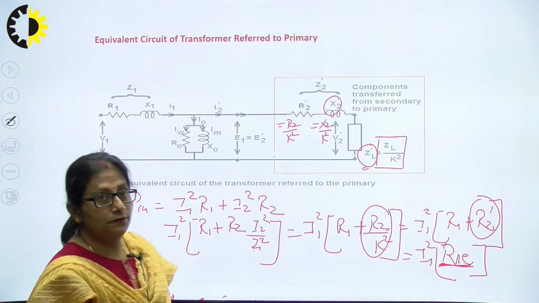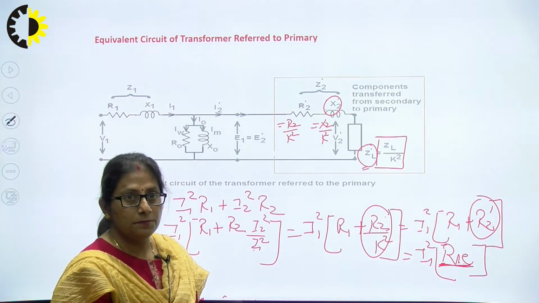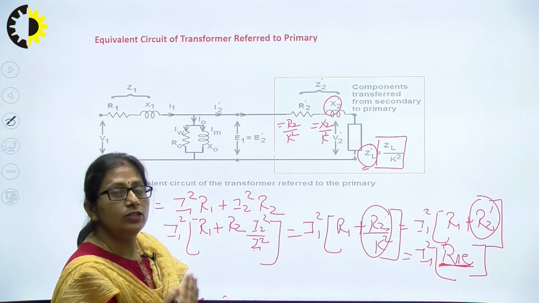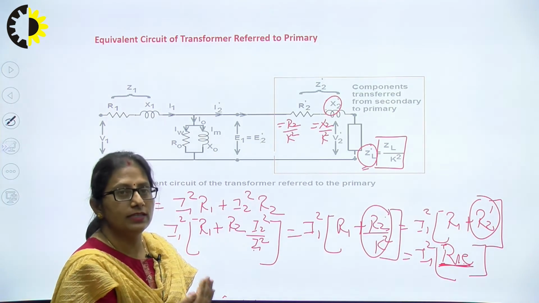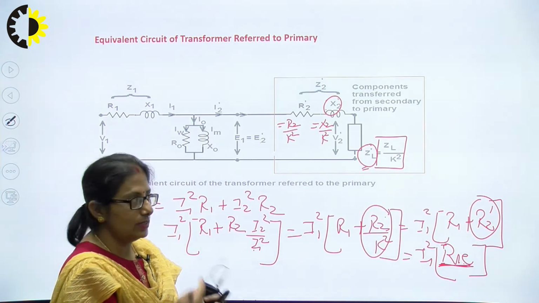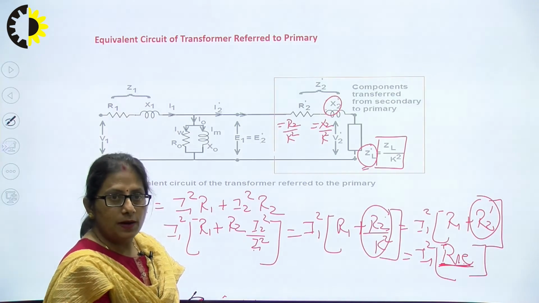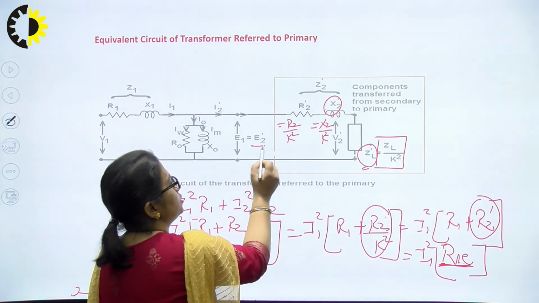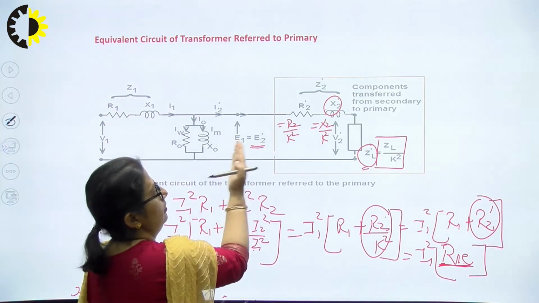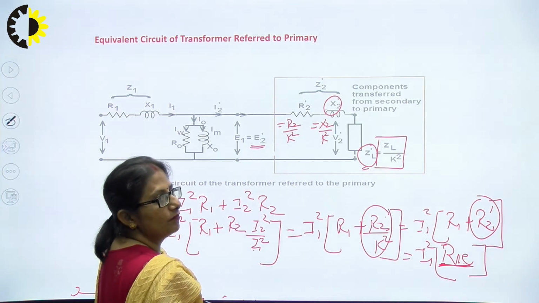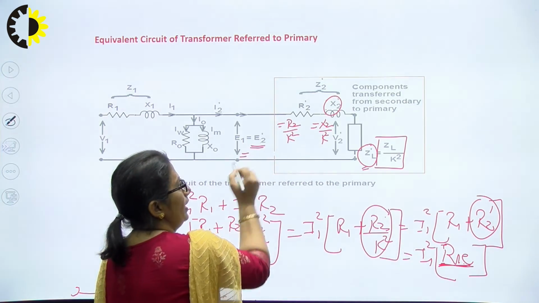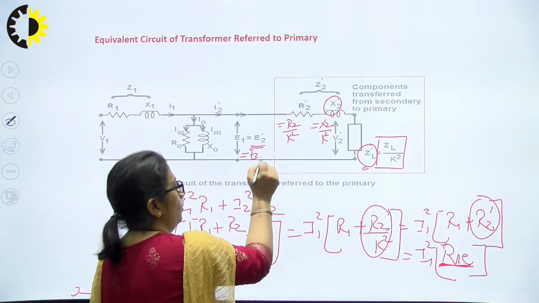Now, what are the further parameters which are getting referred? E2 was the secondary induced EMF in the secondary winding, and that has to be referred towards the primary side. That will become E2 dash. Obviously, E2 dash would be equal to E1, and its value will be E2 by K.